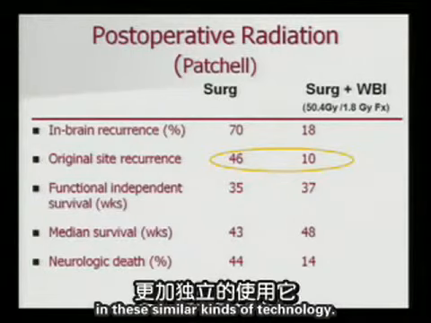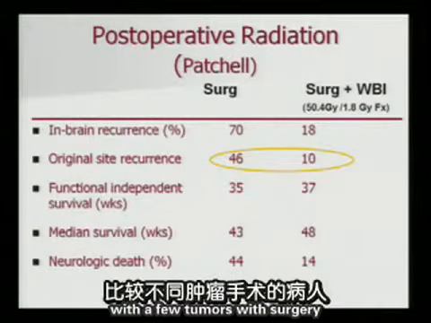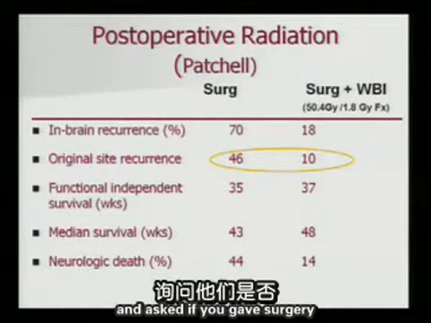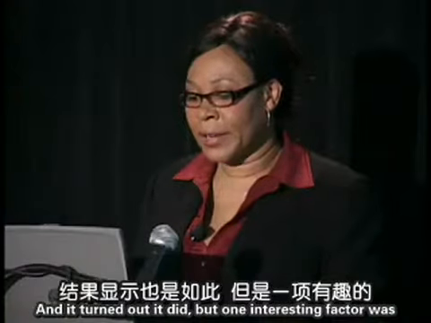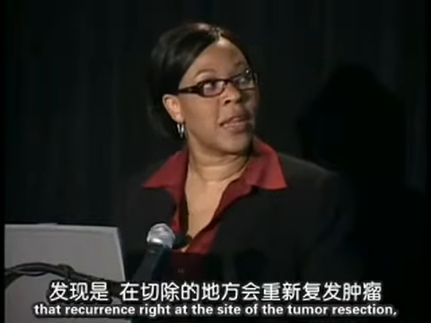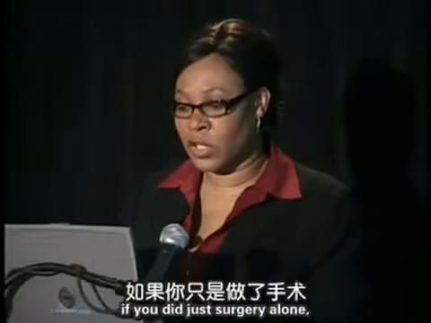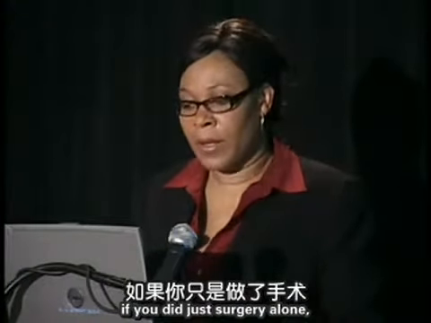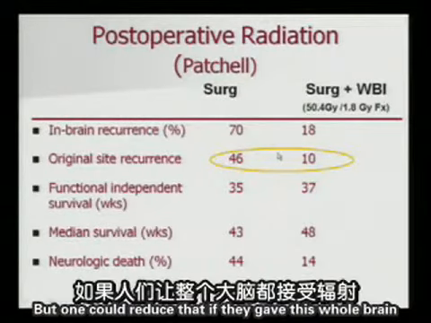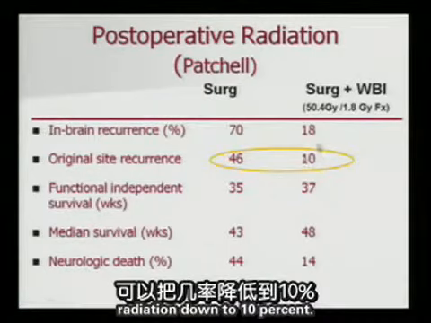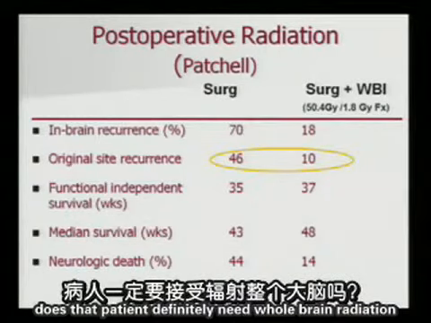So there's a big study that compared patients with a few tumors with surgery, and asked if you gave surgery and then had radiation afterwards, could that improve outcomes? And it turned out it did. But one interesting factor was that recurrence right at the site of the tumor resection, if you did just surgery alone, represented nearly 50% of the recurrences, but one could reduce that to 10% if they gave the whole brain radiation. But we said to ourselves, does that patient definitely need whole brain irradiation?